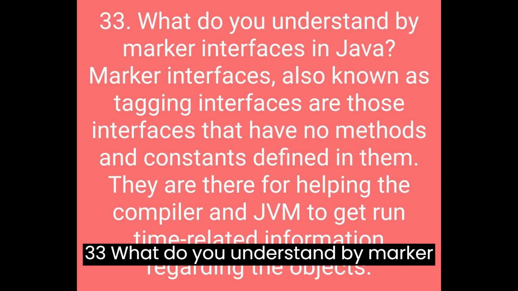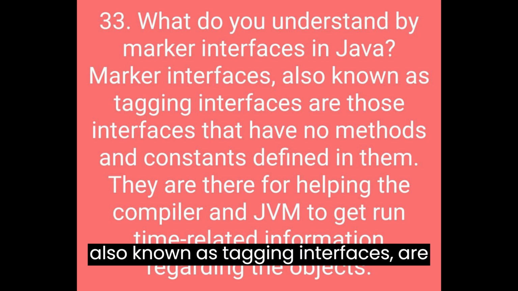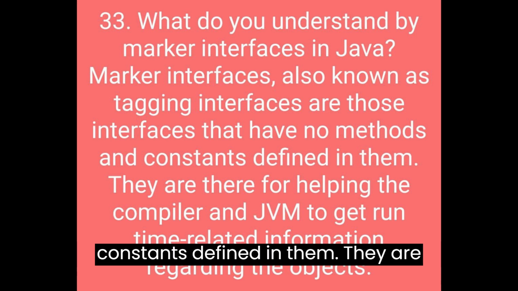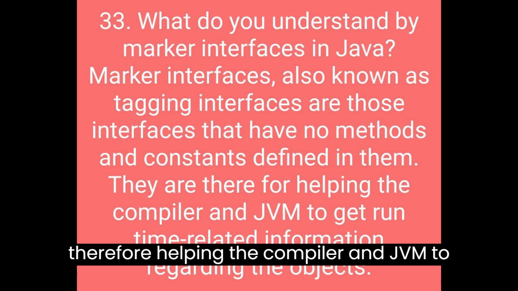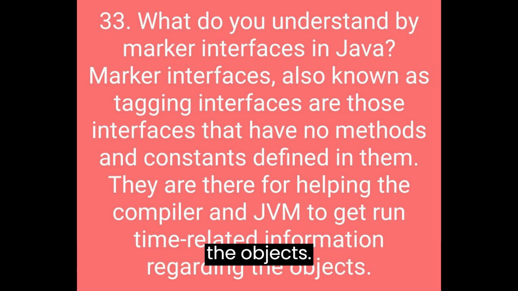33. What do you understand by marker interfaces in Java? Marker interfaces, also known as tagging interfaces, are those interfaces that have no methods and constants defined in them. They are there for helping the compiler and JVM to get runtime-related information regarding the objects.